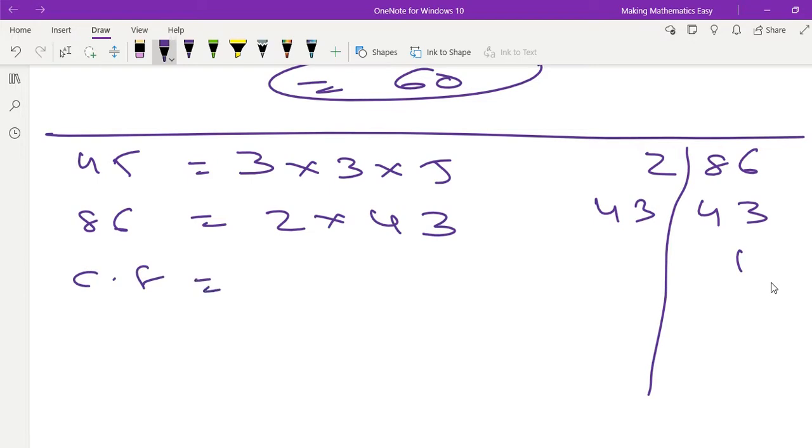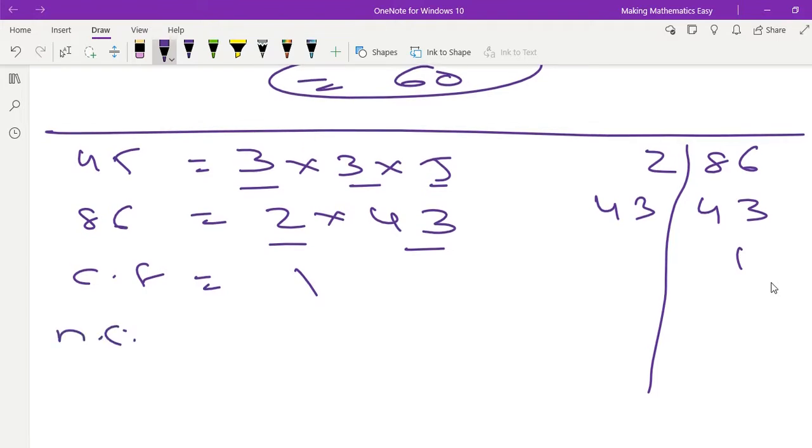So do you see any common factor over here? 3, 3, 5, 2 and 43. So we do not have any common factor. So the common factor is by default 1. You cannot take it as 0 because anything multiplied by 0 is always 0. So this is nothing but multiplied by 1. So this is your common factor. That is how this 1 comes.